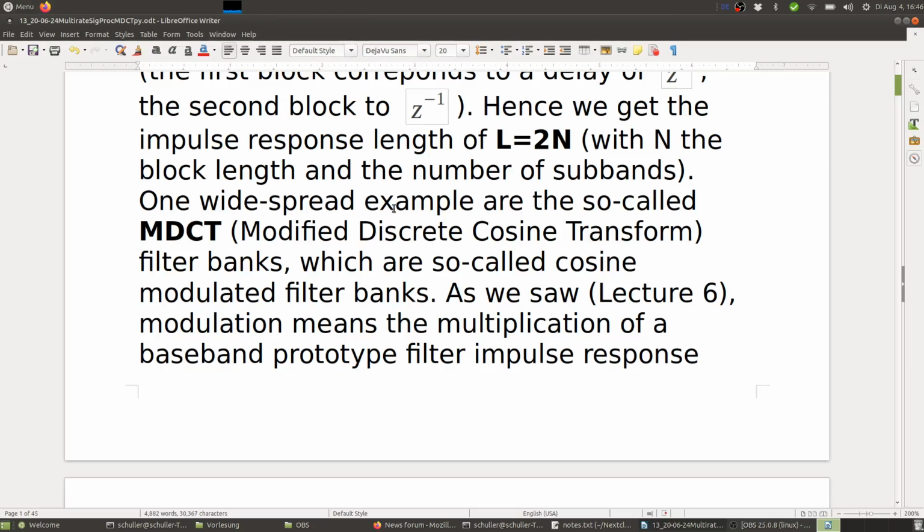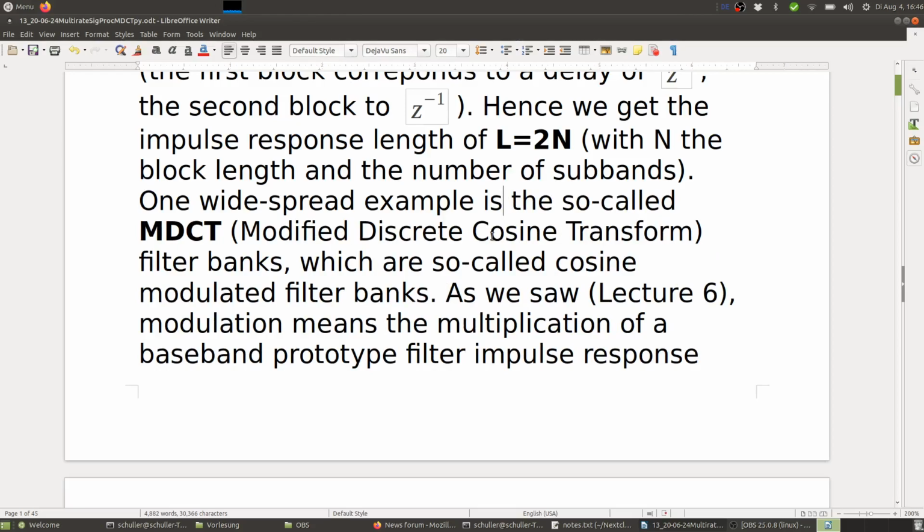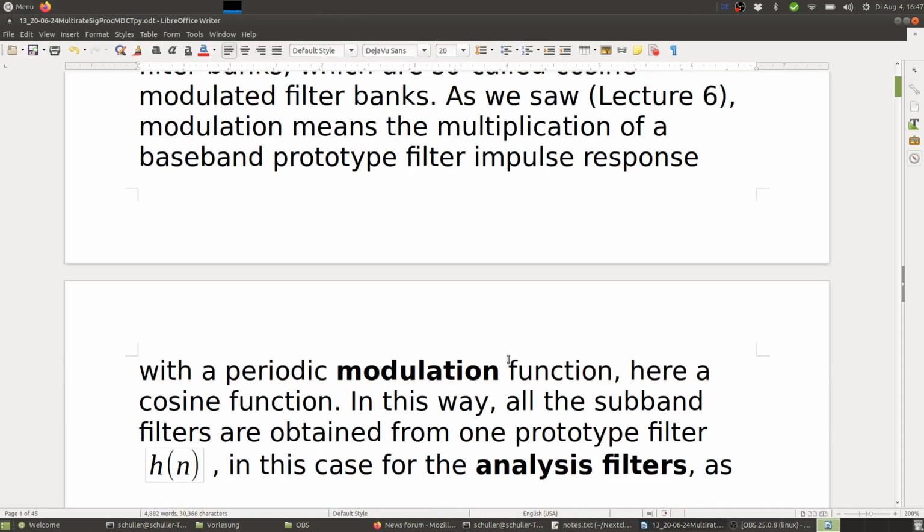One widespread example is the so-called MDCT, the modified discrete cosine transform, which is a filter bank, which we will see now. As we saw in lecture 6, modulation means the multiplication of a baseband prototype filter impulse response with a periodic modulation function, here a cosine function. And the MDCT is a special case of this modulated filter bank using modulation to obtain the filters.